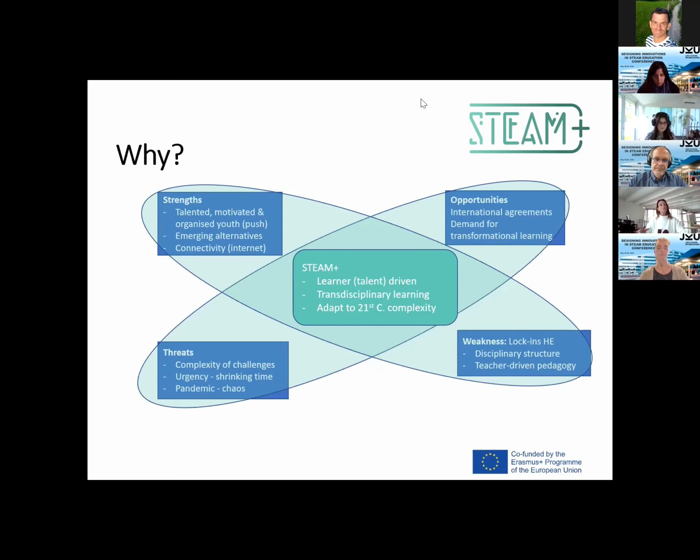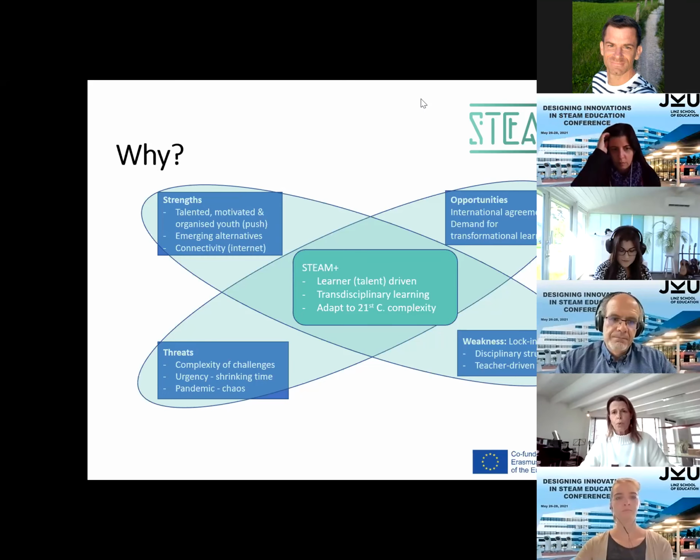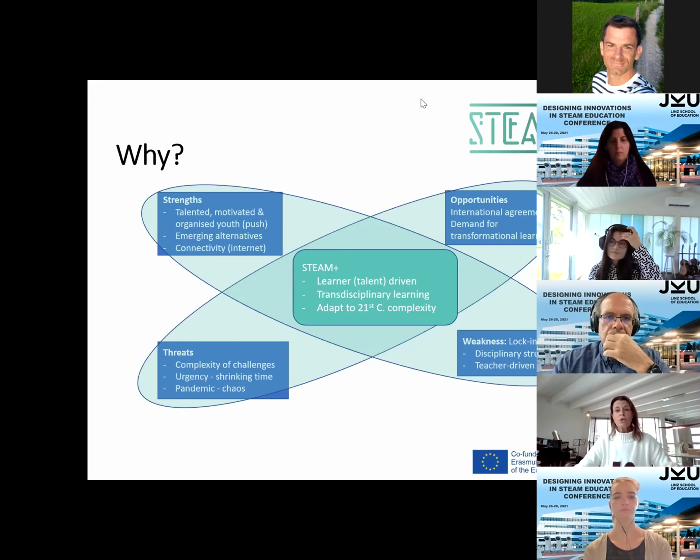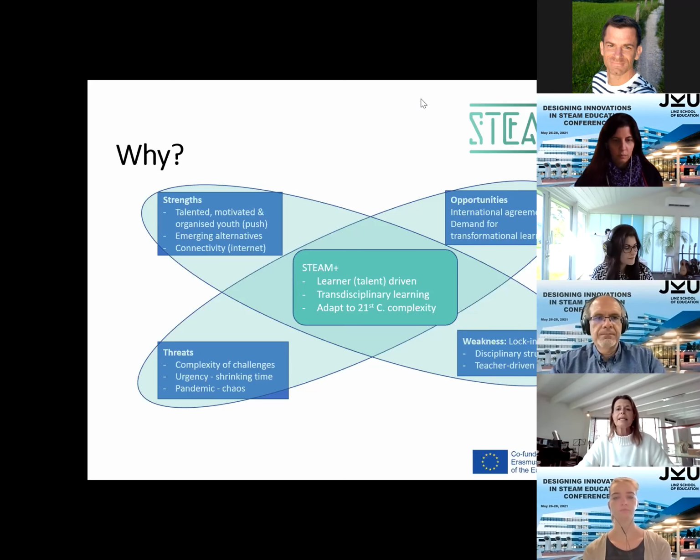What we see is some strengths. On the one hand, talented, motivated young people. We see a strong connectivity, for instance, the internet. We see opportunities, international agreements that support transformational learning. There is a demand for transformational learning. But there are also some threats, because there is some urgency to work on those grand challenges, those complex challenges that we are facing currently.